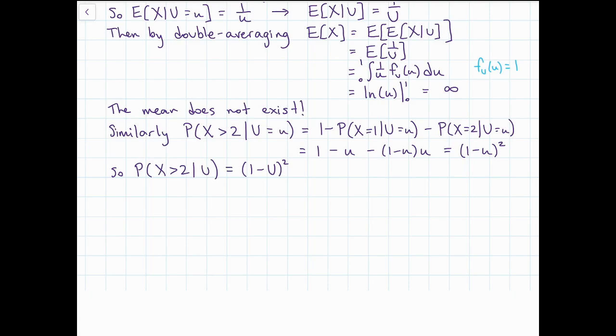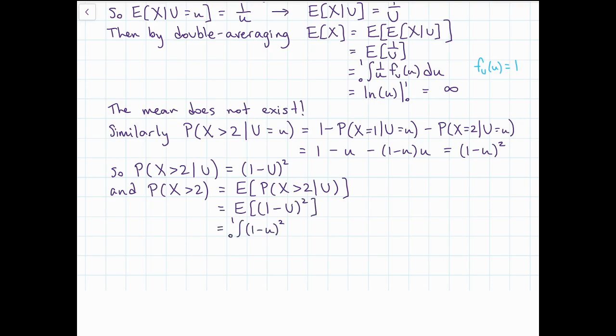So again, now this is the random variable rather than the value. And then finally, to find the unconditional probability, we just use double averaging. So the probability is the expected value of this probability conditioned on big U, which is the expected value of 1 minus u squared. You can get the integral and make sure you can evaluate this. It should give you 1/3.